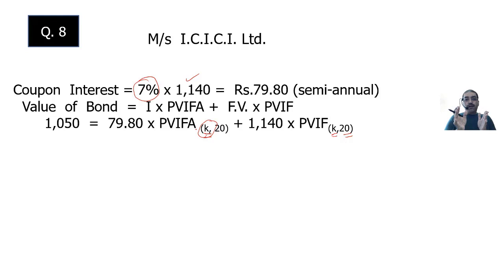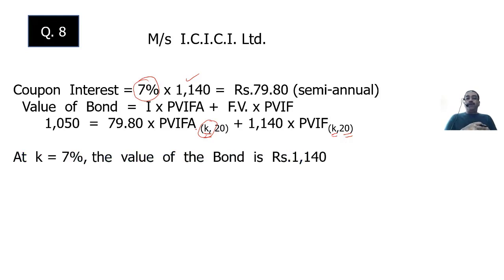Alright, did you understand? At K is equal to 7%, this is by bond theorem. That is why I did all those points of bond theorem. I told you write down these points. So at K is equal to 7%, YTM is equal to coupon rate. Value of the bond is equal to face value. Now I require 1050. What is the required value? 1050, which is less than 1140. I want a lower value, so I will increase the discounting rate. I will take a higher discounting rate.